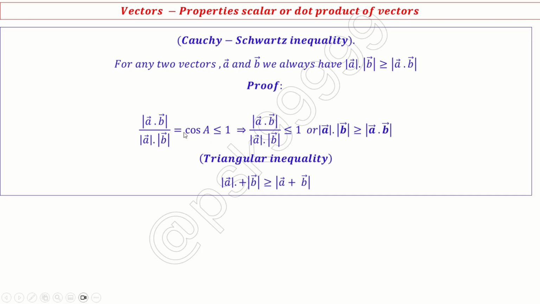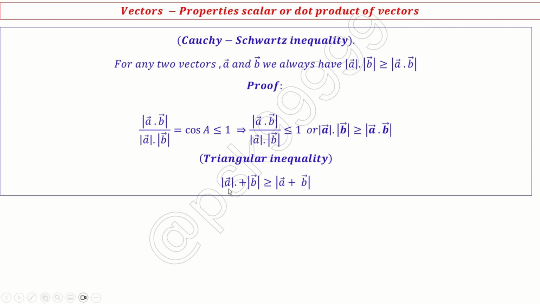Simple proof. We know that if the angle between the vectors is a, cos a is equal to the scalar product divided by the magnitude of those vectors. And cos a is always less than or equal to 1, it is between -1 and 1, which means the scalar product a dot b is less than or equal to the product of their magnitudes. So this is a very simple inequality proof, which is very useful.